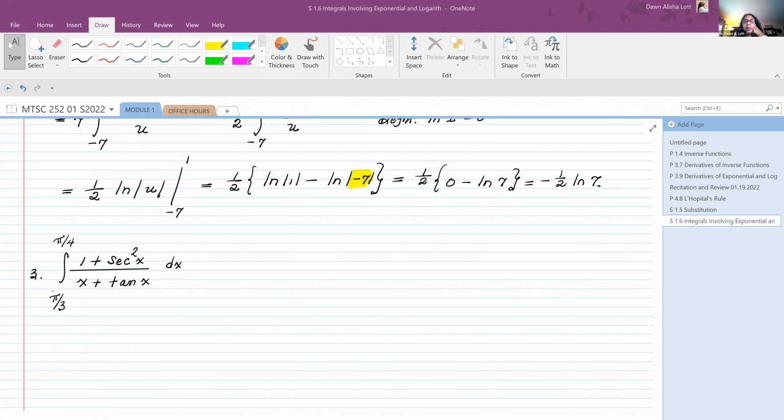I love this class. Y'all are bomb. I mean, this is the best Calculus 2 sections that I've had. This one and the other one I teach.